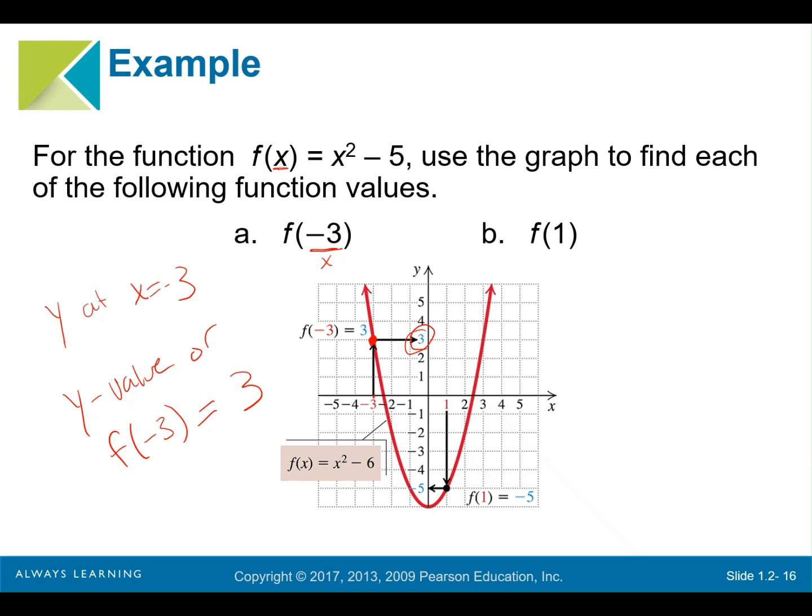Okay. Similarly, f of 1. So that means we're going to think about, okay, what's happening? What is my y value when x equals 1? So I'm going to go to x equals 1 on the graph, and I'm going to go down to where it's actually touching my function. And I look at my y value, and I get y equals -5 right there, which means f of 1 is -5. Another clear example of how the y and the f of x are really the same thing.